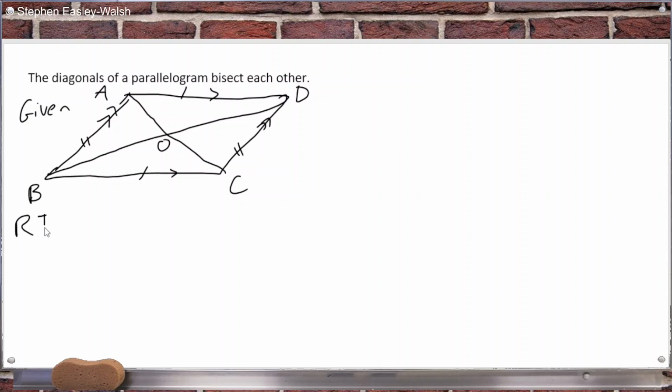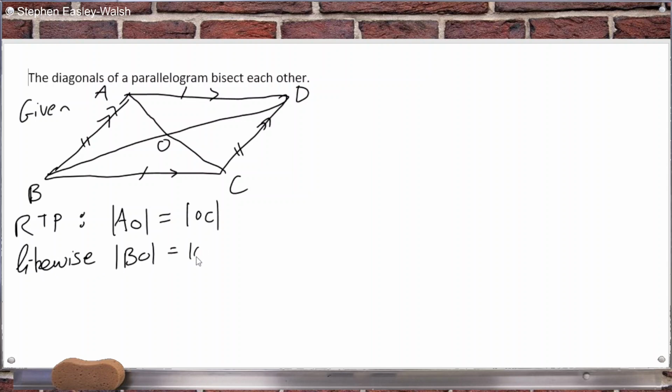So we're required to prove that the diagonals bisect. So it's just enough to do one of the diagonals. We could prove that AO equals the length OC, or likewise BO equals OD. You just want to prove either of them. Okay, so the proof, let's see.